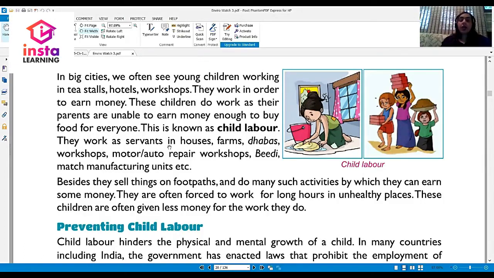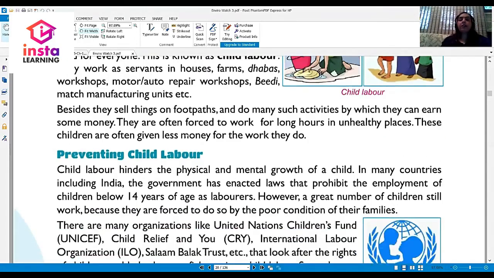These children work in houses, farms, in dhabas, in workshops, in motor or auto repair workshops, in beedi manufacturing units. They sell things on footpath. They will do anything to earn money for their family. Now, this is not good. These children deserve to be children. Children are there to be loved, to be pampered. They are not there to cook food and do household work or earn money.